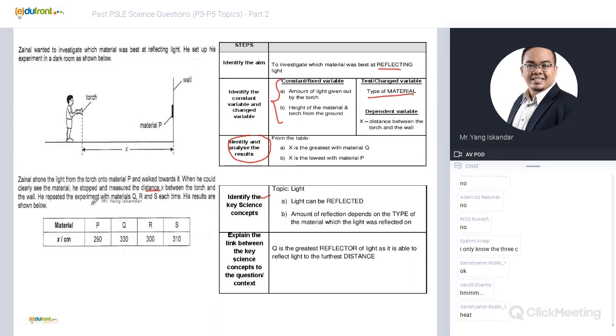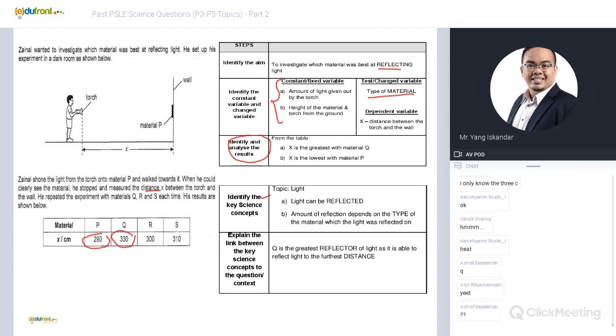Right? And let's analyze the result. The result here, you can see material P, distance X is 290, distance Q is 330. So you can see here, when they use material Q, distance X is the highest or the longest. Okay, so X is greatest with material Q, while X is lowest with material P, right? P is the lowest here, 290.